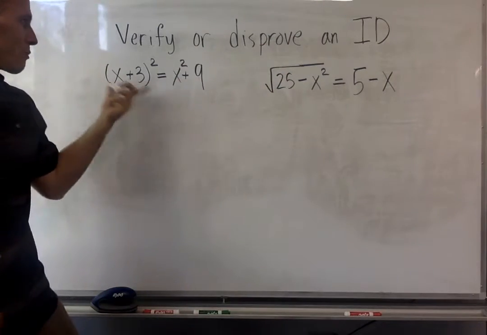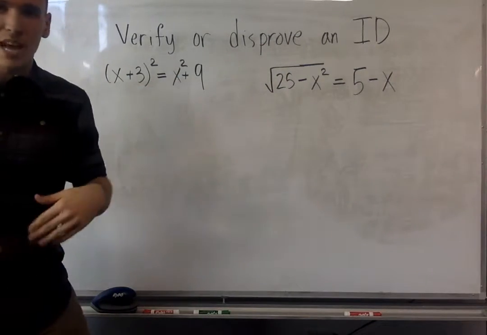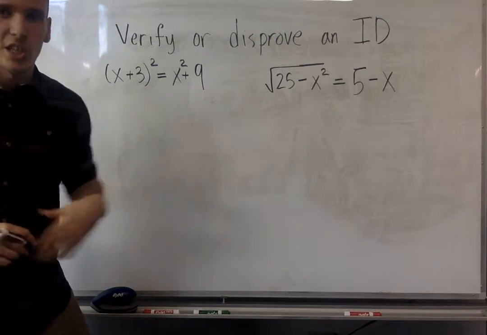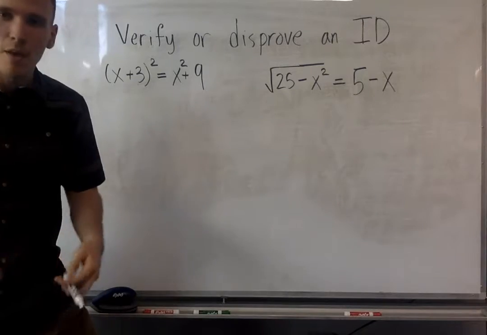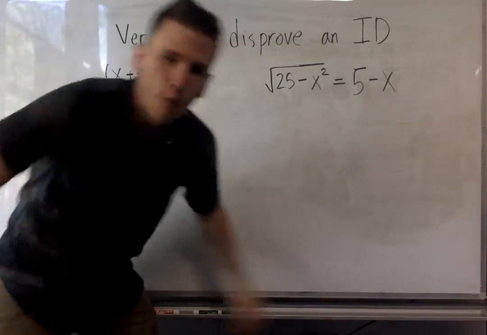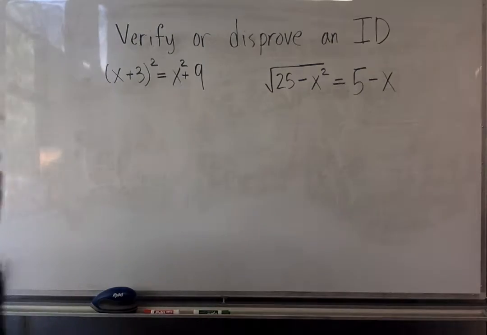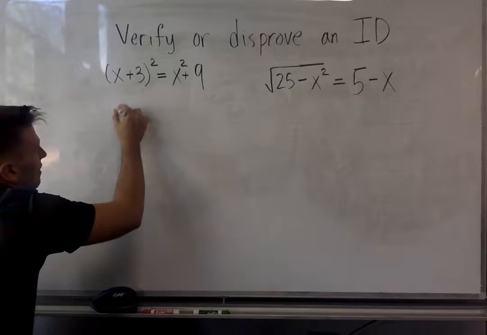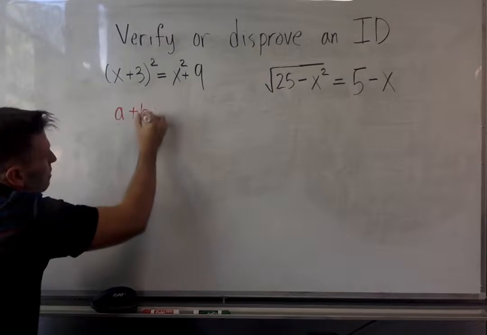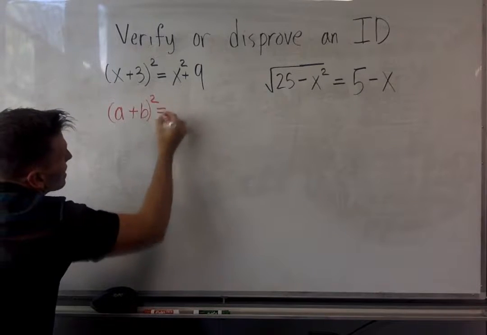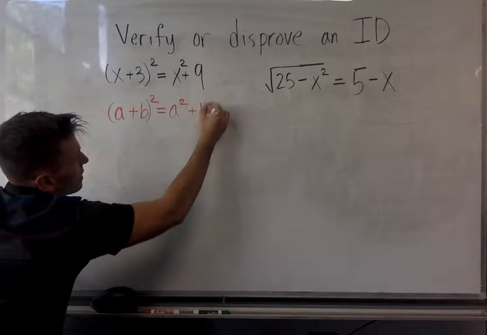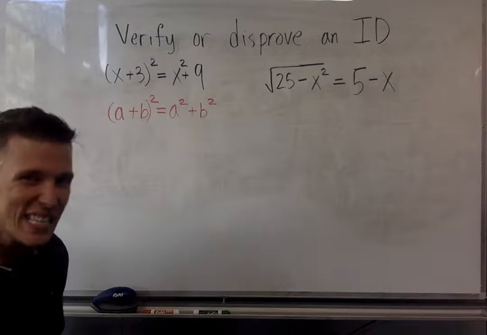We're saying that (x plus 3) squared is x squared plus 9. Well, what you're going to notice in a moment is that these aren't necessarily true. That's why we have to verify them. If we say that (x plus 3) squared is the same as x squared plus 9, we're basically saying that I can take anything, a, plus anything, b, squared, and that would be the same as that first thing squared, a squared, plus that second thing squared, b squared. So the question is, is that actually true?